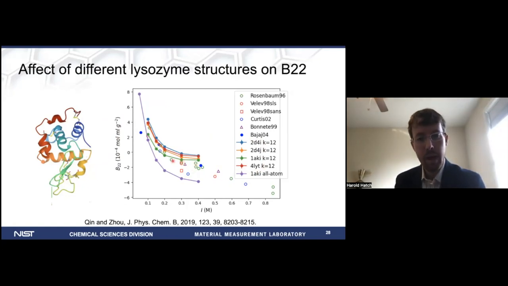I also included this all atom curve here. These were using the coarse grain 15 degree resolution model, whereas this purple curve is the all atom model, which doesn't have the resolution issue. And these were all done with Mayer sampling. It's interesting to see that the all atom was actually over-predicting the virial coefficient, but through some fortuitous cancellation of errors, the coarse grain model actually matches the experiment maybe a little closer in some ranges of ionic strength at least.